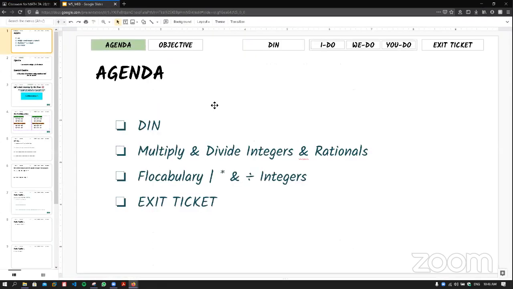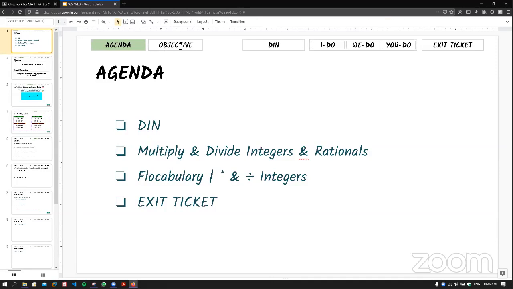So today's agenda. Good morning, everyone. Today we're going to start with the DIN, and we're going to review multiplying and dividing integers and rationals. I really recommend staying in this lesson, because when we do the rationals, I'm going to show you very different kinds of problems. I never showed you this kind of problem. So when I say review, it's a different kind of review. Okay. And then vocabulary, multiplying and dividing integers this time. And then at the end of the class, you'll see an exit ticket.